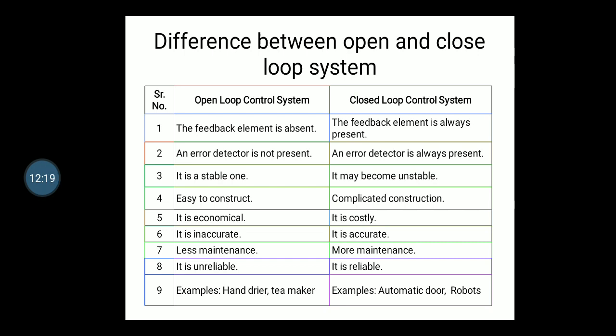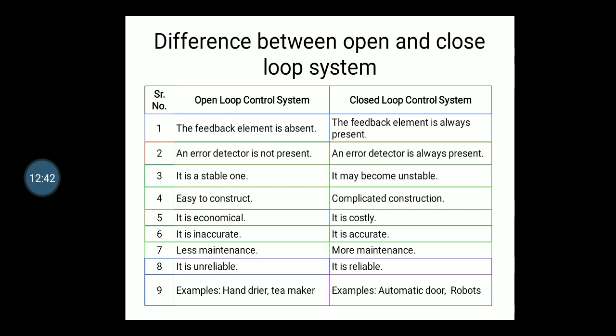Open loop system is easy to construct, right? Because there is no feedback system, so it is very simple. But a closed loop has a complicated construction. Open loop is economical. As I told you, there is no feedback signal, no error signal, and no error detector. So that is why the open loop control system is economical, that is, less cost. Closed loop system is costly.